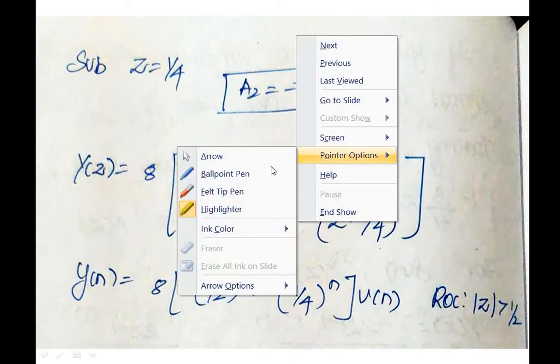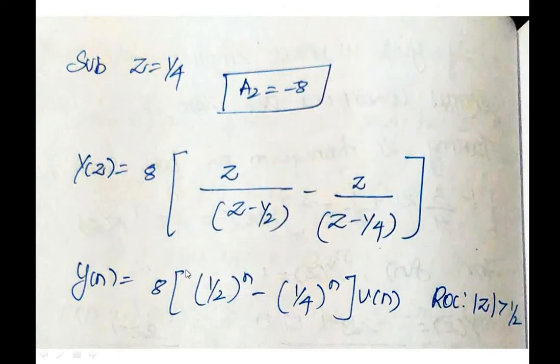So let's take the inverse Z transform of the same. What is the inverse Z transform? Generally a power n u of n on Z transform gives you z by z minus a. This is of the same format: we have z by z minus a, and this is also z by z minus a. A in the first term is 1 by 2, and a in the second term is 1 by 4. So we put it as a power n u of n. So y of n is equal to 8 times 1 by 2 power n minus 1 by 4 power n, u of n, and ROC is modulus of z greater than 1 by 2.